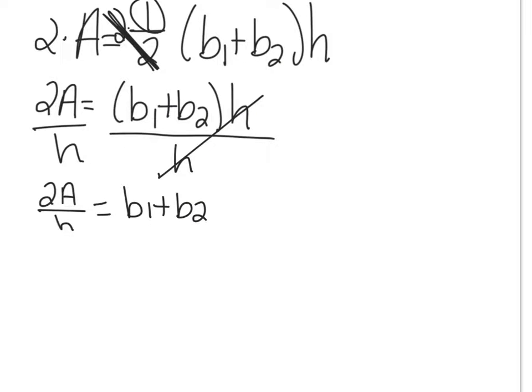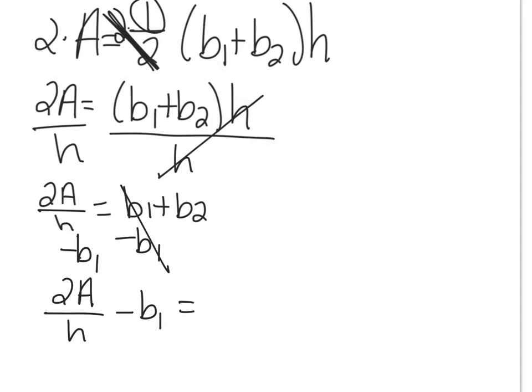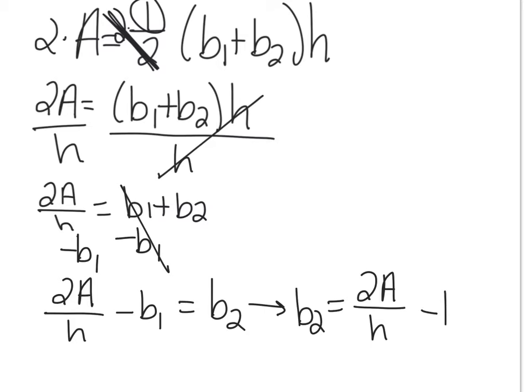So scrolling down here so we have more room, now I have 2A over H equals B1 plus B2. Remember, I'm trying to get B2 by itself. So to get it by itself, I would now subtract the B1. So 2A over H minus B1 equals B2. So our final answer, if you want to flip it around: B2, base 2 in your trapezoid, could be found by taking 2 times A over H and subtracting B1 from it.